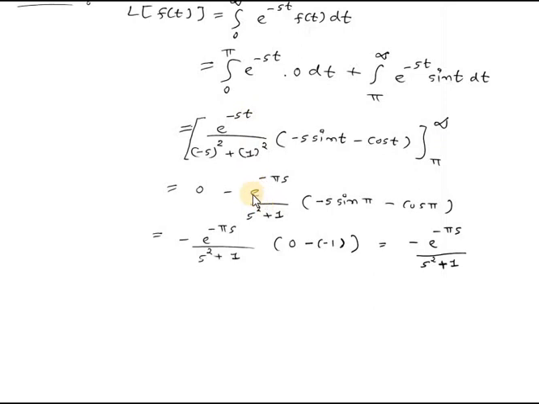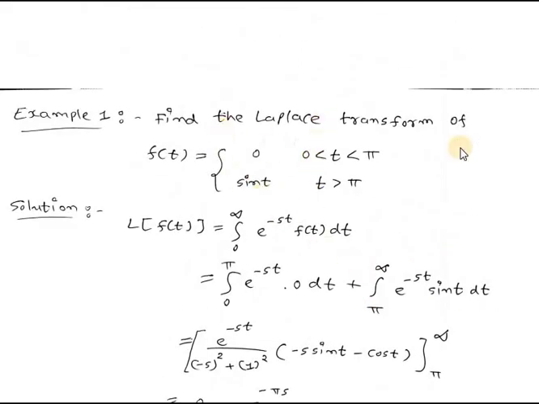So here it will be e raised to minus pi s divided by s square plus 1, in bracket minus s sin pi minus cos pi. We know that the value of sin pi is 0 and the value of cos pi is minus 1. So if we simplify this term, then it will be minus e raised to minus pi s divided by s square plus 1. So this is the Laplace transform of this function.